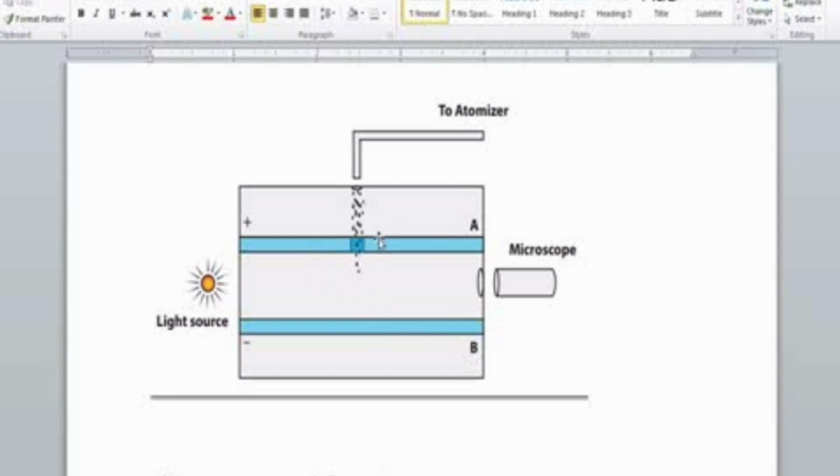And it has a small hole. That hole is connected to the atomizer. And there is a microscope. One small hole is there. That microscope is used to see the oil drop.